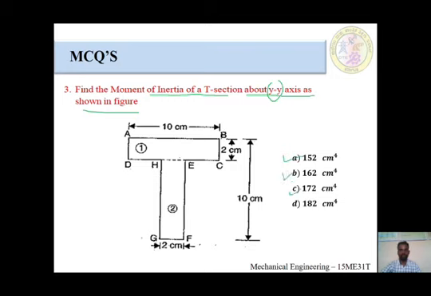A, B, C and D. A value they have given is 152 centimeter raised to 4. B is 164 centimeter raised to 4. C is 172 centimeter raised to 4. D is 182 centimeter raised to 4. Carefully note down the things and answer the following options.